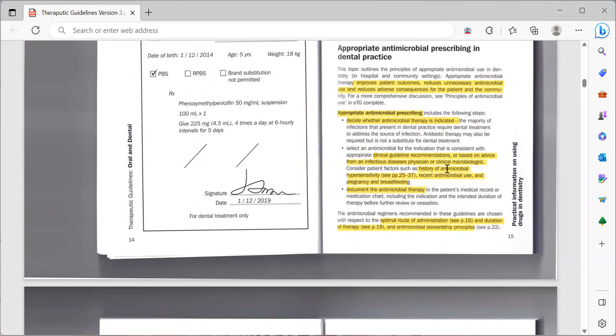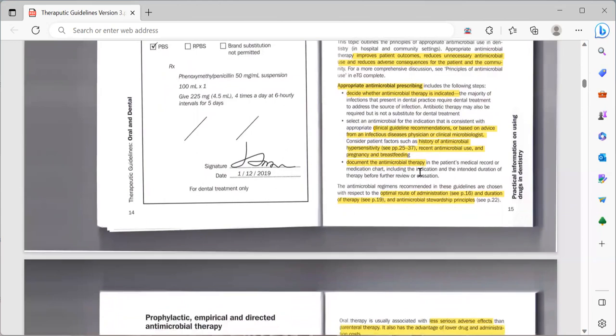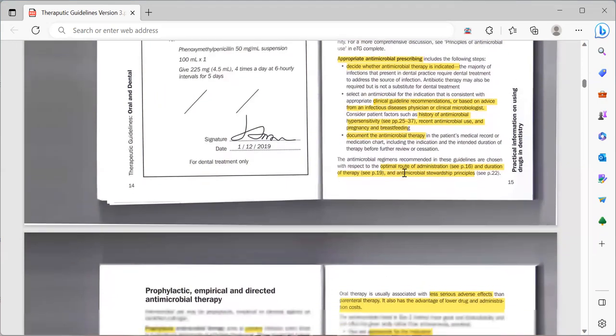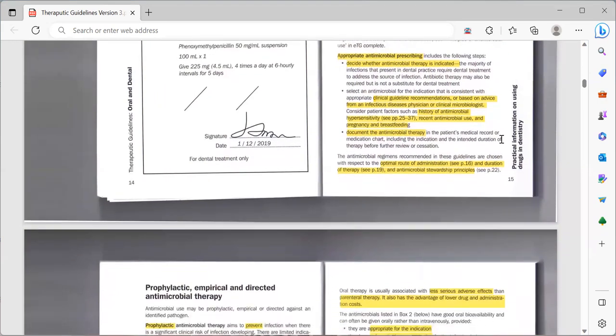First of all, you need to check with the patient if the patient is allergic to any antibiotic. Then you need to check if he has taken any recent antibiotic, and the pregnancy and breastfeeding status. And when you're prescribing it, write down in your notes as well that you have prescribed this antibiotic to the patient, in the medical records or medication chart, including the indication and the intended duration of therapy.